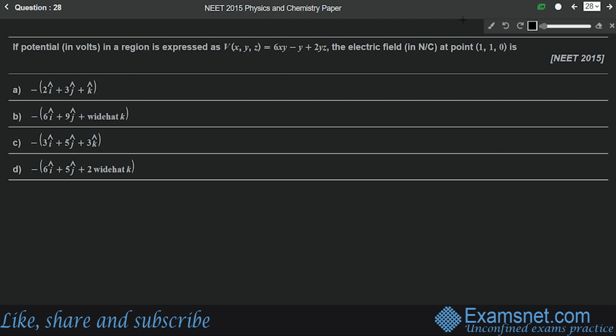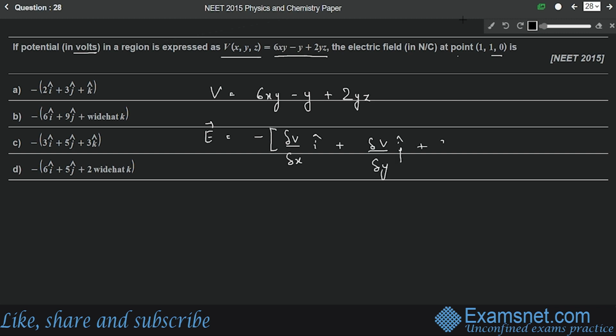Next question: if potential in volts in a region is expressed as V(x,y,z) = 6xy − y + 2yz, then the electric field at point (1,1,0) is. So the potential is given as 6xy − y + 2yz. What will be the electric field? We know that the electric field E = −(∂V/∂x i cap + ∂V/∂y j cap + ∂V/∂z k cap).